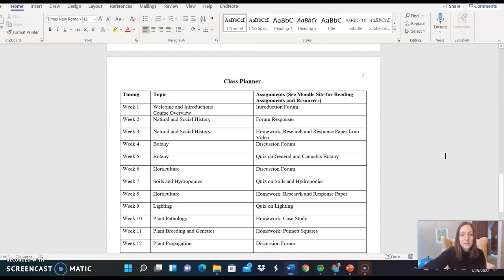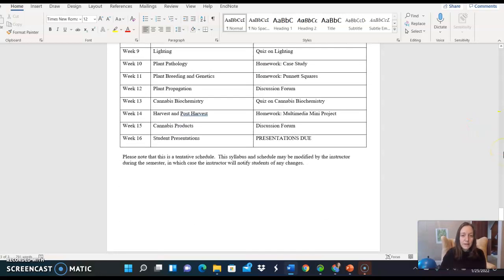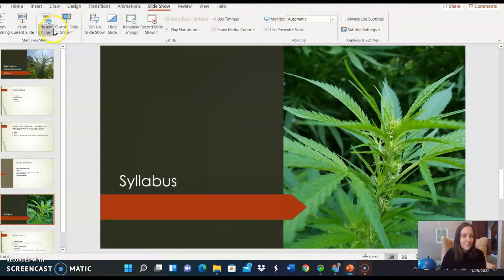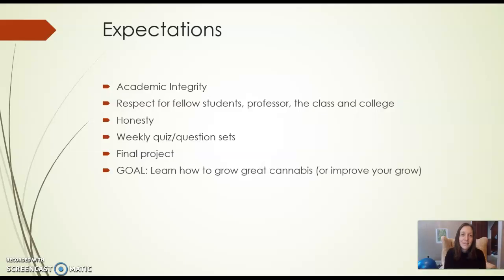At the end of this syllabus, you'll see a class planner, and this is pretty broad in general. It has the topics that we're going to be looking at by week, and then assignments. These can vary, but this is generally what you'll see. Every week I give 1 or 2 assignments. So please check out that syllabus on the Moodle site.